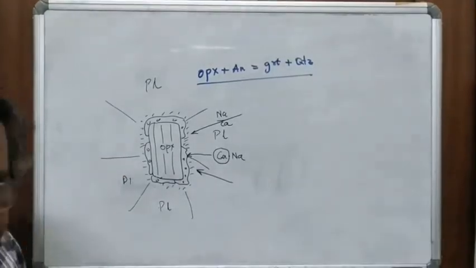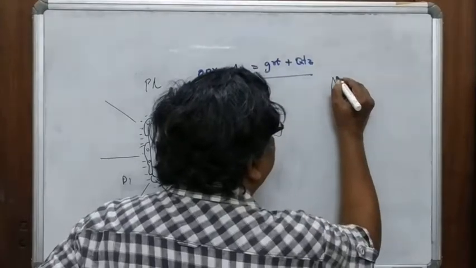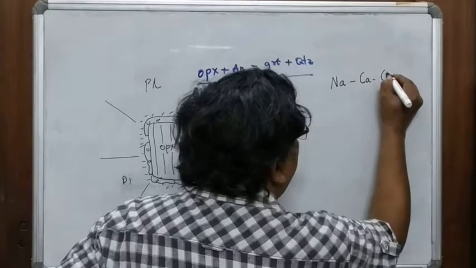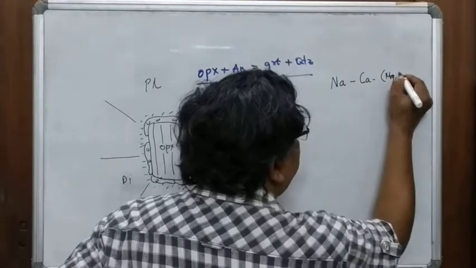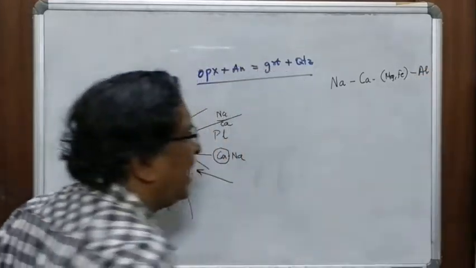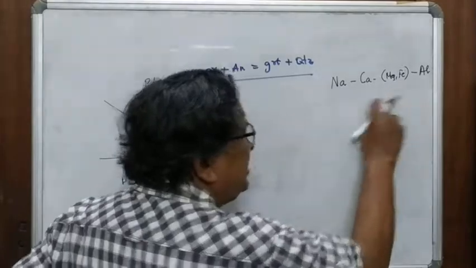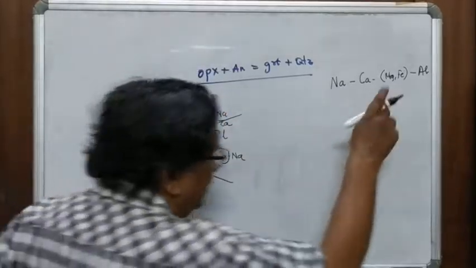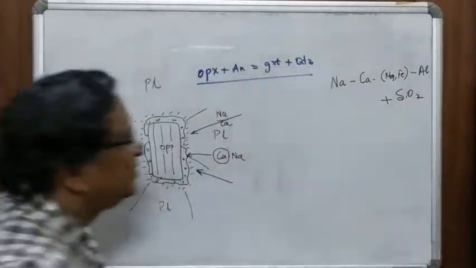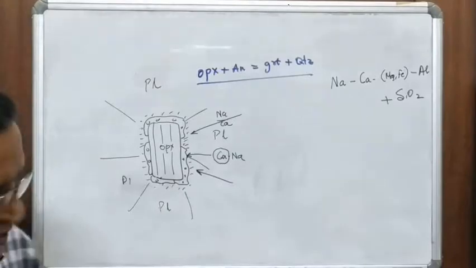It's not very easy for me because it involves a tetrahedron. I will take a tetrahedron which is Na, Ca, FeMg. I am not making any difference between magnesium and iron. I take this tetrahedron: NaCa, MgFe together, and aluminium, and of course you have plus SiO2. I have not taken the oxides here, I have taken elemental abundances.